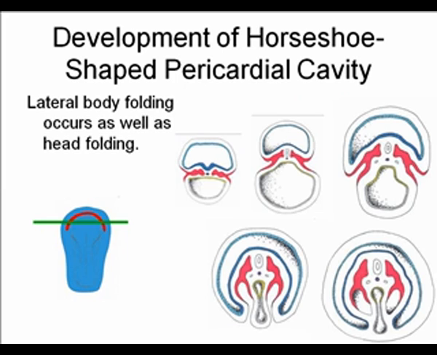As a result of lateral body folding, what we can see is that the heart, which is developing in the splanchnic mesoderm, is going to be moved in a medial direction, and as it moves in a medial direction, it is going to come to lie in front of the foregut as the foregut is pinched off from the vitelline duct.